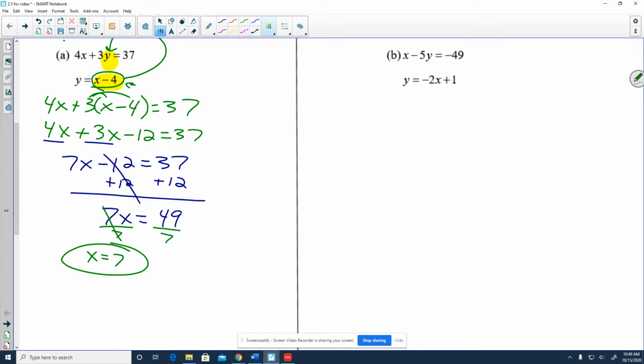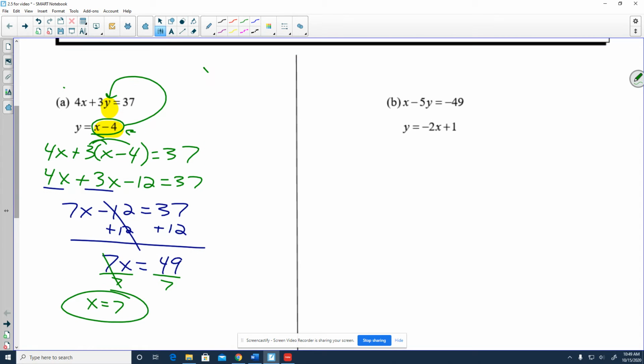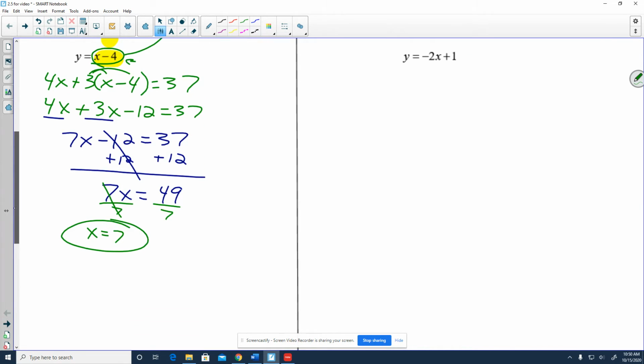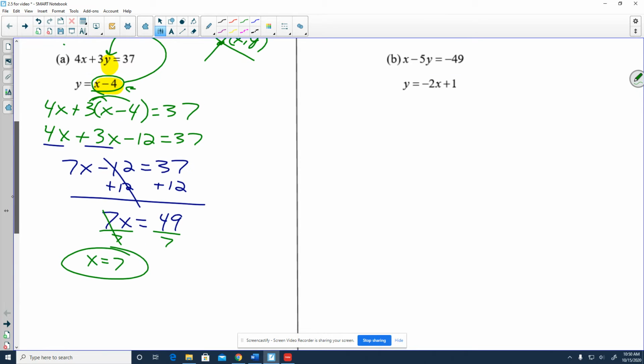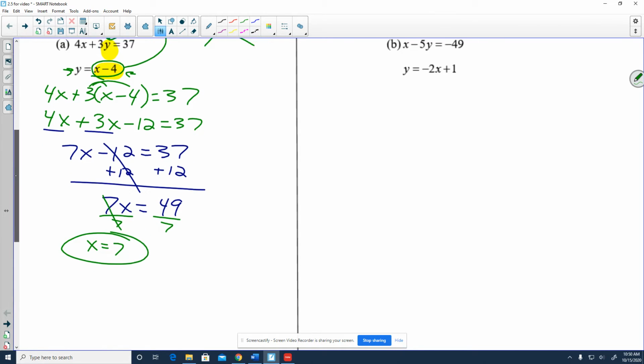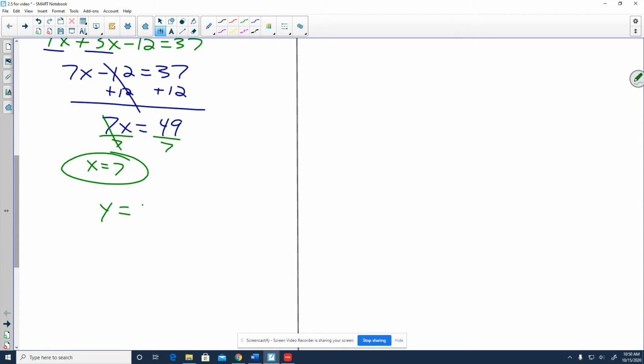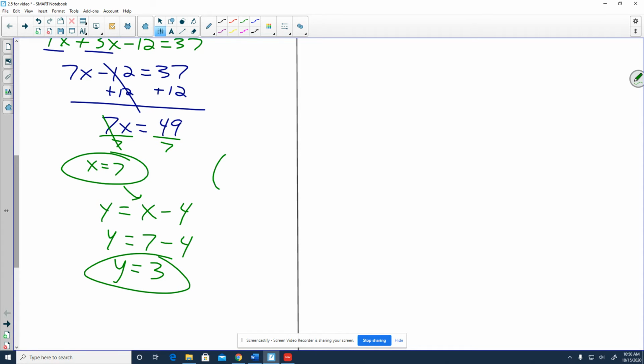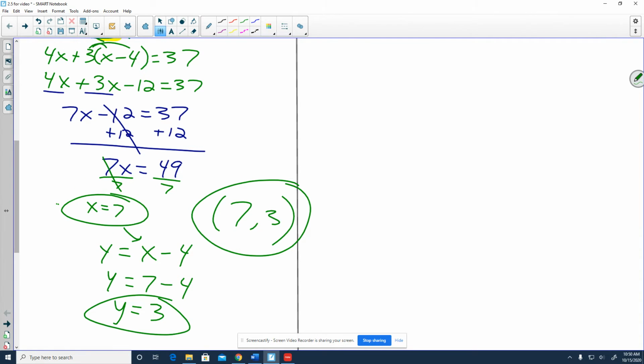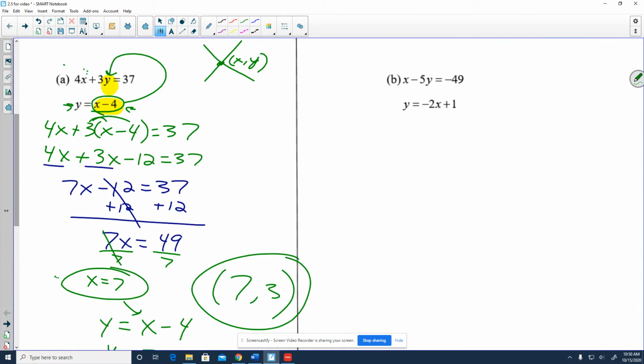Now, I'm not done yet. Because remember, when I graph a system of equations, the solution is where they intersect. I need an x and I need a y. Okay? So, to get my y, I'm going to take my x. I'm going to take either of my equations. I'm going to take this one just because it's probably easier. So I have y equals x minus 4. I'm going to take my 7 and plug it in for x. So I have y equals 7 minus 4. So I have y equals 3. So the solution to this system of equations is 7, 3.